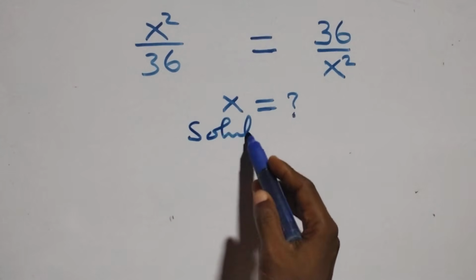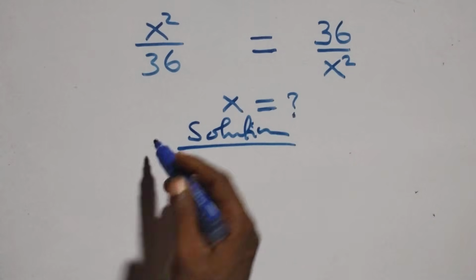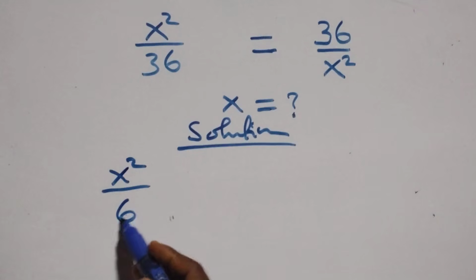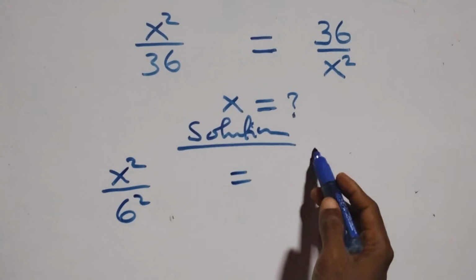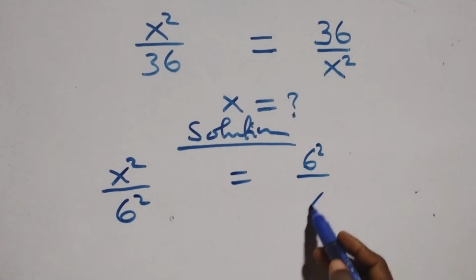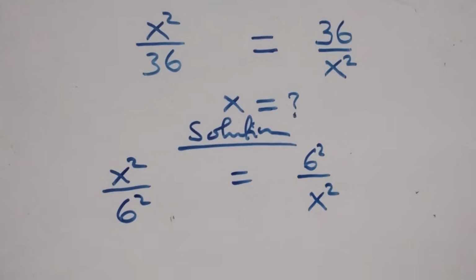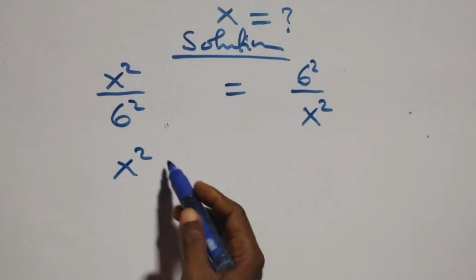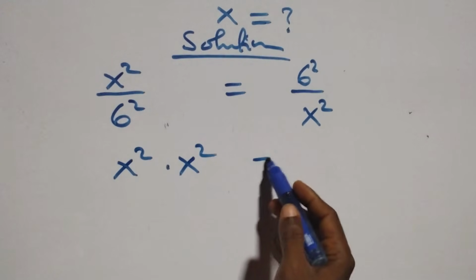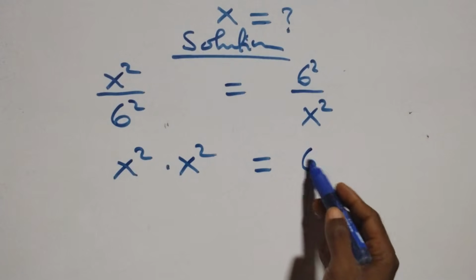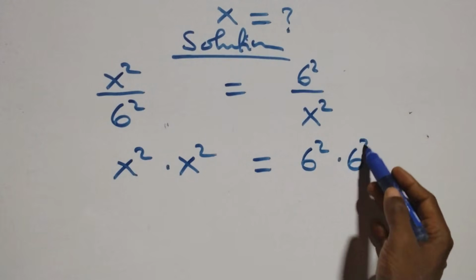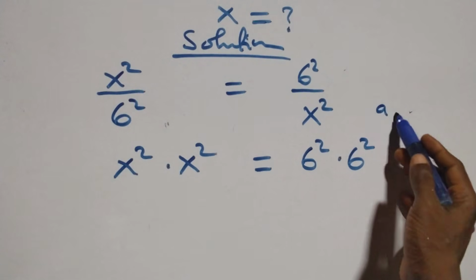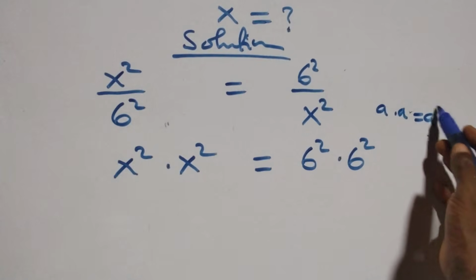Solution from here. We can write this as x squared over 36, 6 times 6, also 6 squared, equals, here also we have 6 squared over x squared. The next step, we cross multiply, that is x squared times x squared equals 6 squared times 6 squared. This follows when we have a times a, which is a squared.